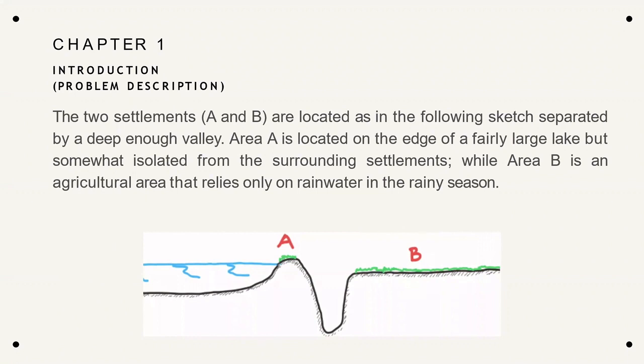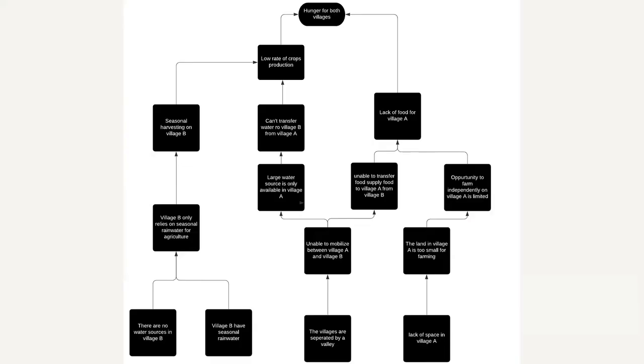However, as illustrated in the figure, village A lacks space for farming, whereas village B is located on the other end of the valley, where land is abundant but lacking a consistent water source. Next. To delve deeper into the problem, we will analyze what the main problem is in this scenario.